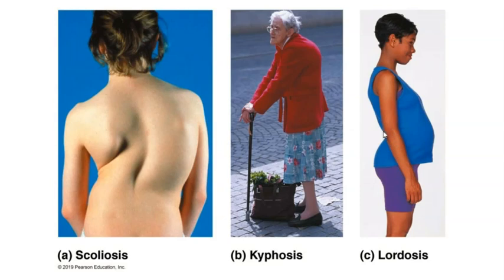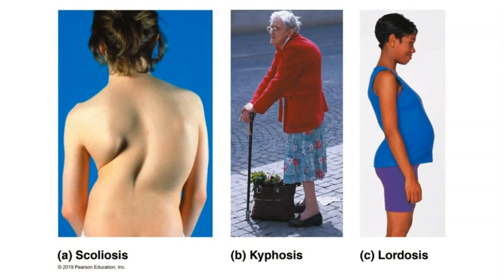Lordosis is an exaggerated curvature of the normal lumbar curvature. Temporary lordosis is common in people who carry a lot of weight in their abdominal region. This is pretty common during pregnancy, as the mother is carrying a little bit more weight in the abdominal region, which causes the lumbar vertebrae to be pulled anteriorly.